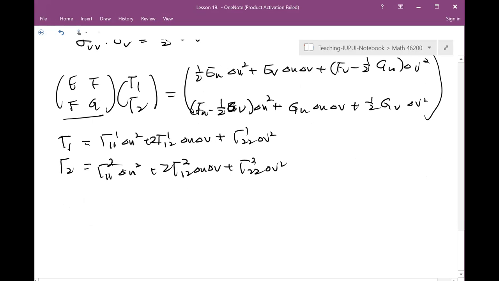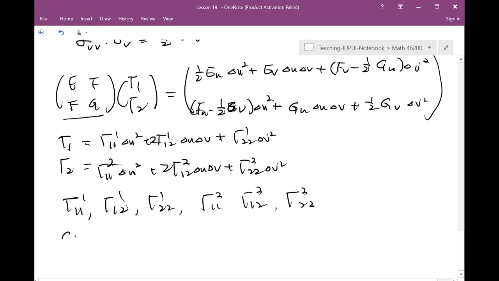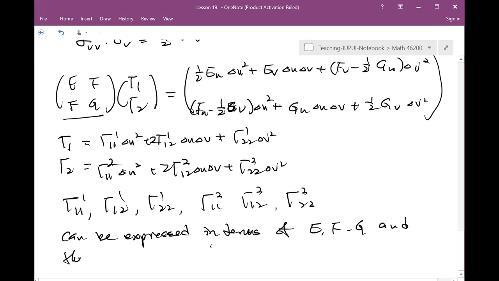So my conclusion is that gamma 1,1,1, gamma 1,2,1, gamma 1,2,2, gamma 2,1,1, gamma 2,1,2, gamma 2,2,2 can be expressed in terms of E, F, G, and their partial derivatives.